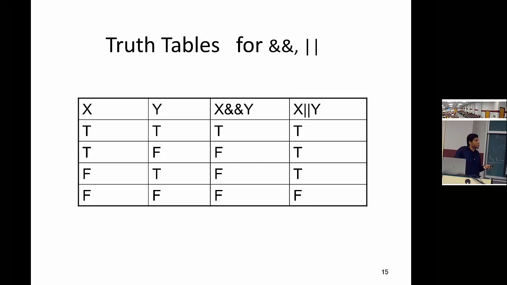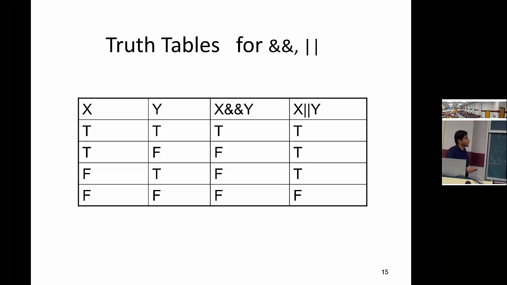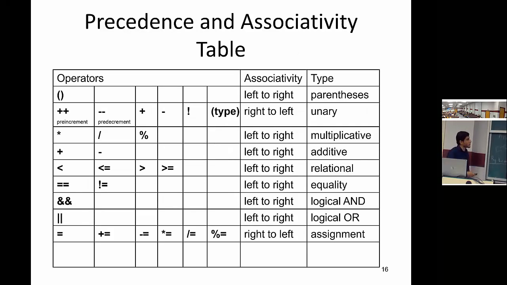This is what you already know, the truth table for AND and OR. To have two expressions true for the AND, both of them should really be true, right? While to have the overall expression of two expressions be false, both of them should be false. Right? Again, we just extend our table with the precedence, including our equality and logical operations.